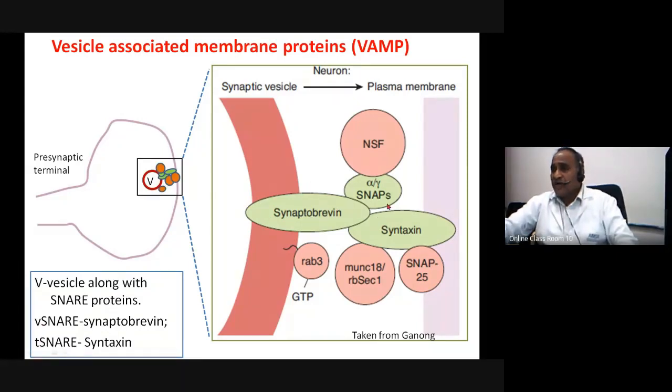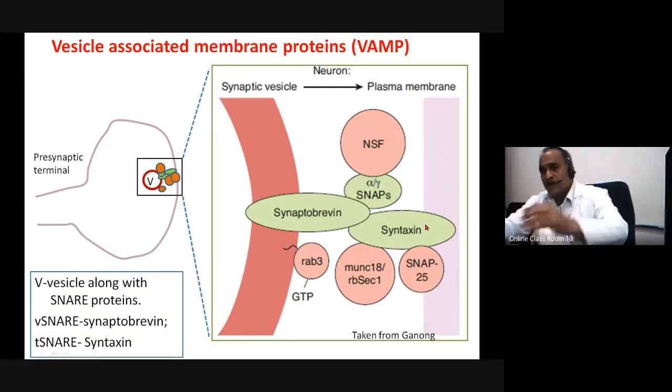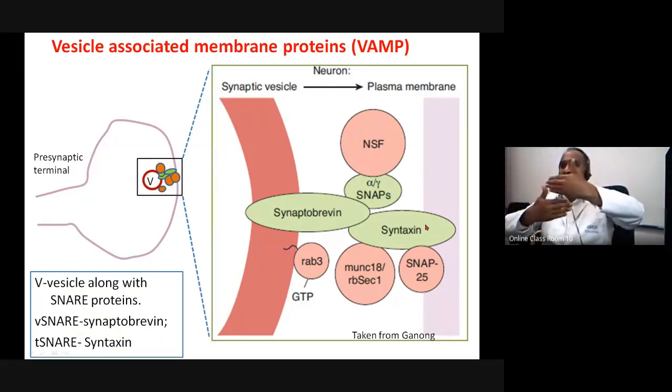And we have another protein here. This protein is attached to the membrane. This is the membrane there. You can just see that on this membrane, this is syntaxin. This syntaxin is attached to this membrane, and this is known as a T-SNARE. So that means one is attached to the vesicle, one is attached to the membrane. And now these two are attached, but they are two separate proteins.